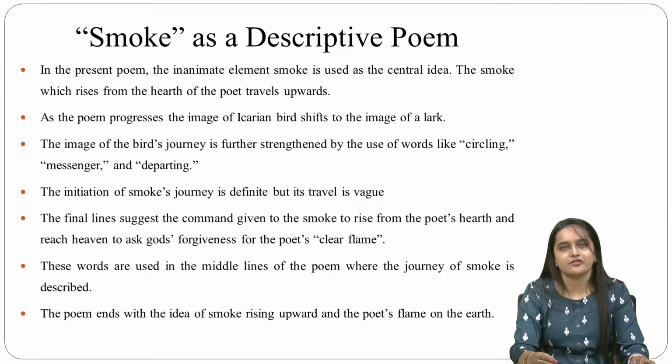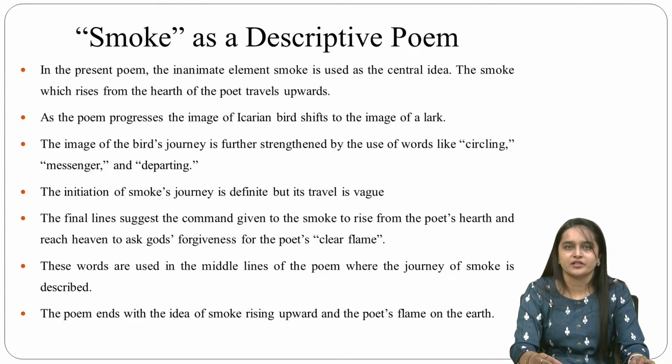Other tool used for reinforcing the image of smoke is the creation of verticality. The lines of the poem suggest a vertical movement. They successfully create a picture of smoke in different images, rising upwards. The use of present participles like melting, circling, departing, gathering, veiling, darkening, and blotting give the poem a sense of interconnectedness and continuity, an image of movement. These words are used in the middle lines of the poem where the journey of smoke is described. The poem ends with the idea of smoke rising upward and the poet's flame on the earth.